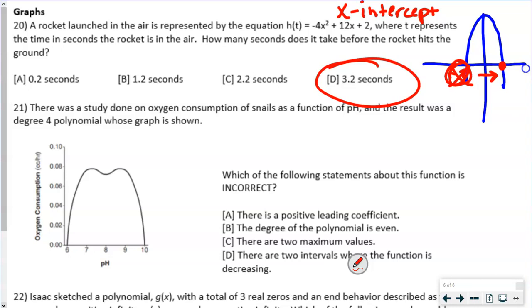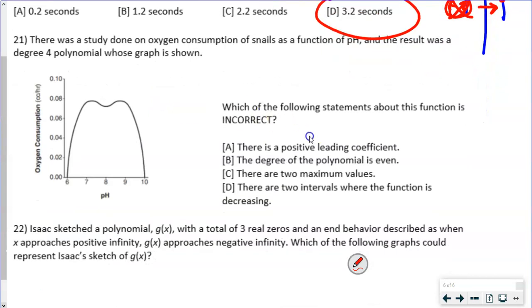All right, number 21 says, there was a study done on oxygen consumption of snails as a function of pH, and the result was a degree 4 polynomial whose graph is shown. Which of the following statements about this function is incorrect? Notice that word, incorrect, okay? It says there's a positive leading coefficient. Well, it looks to me like the end behaviors of this are both down, so what would the leading coefficient have been? Definitely not positive, it would have been negative, so that is an incorrect answer, right?